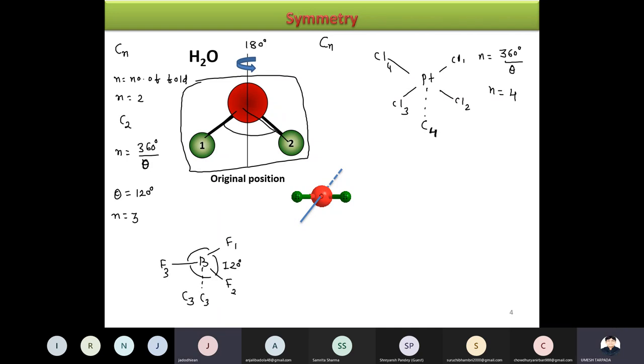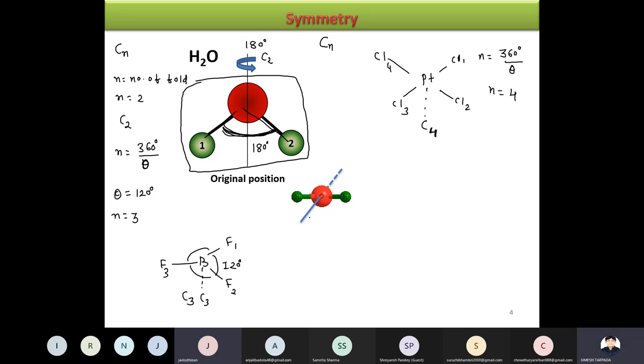Here, what is the angle of rotation in the case of H2O? 180. So what is this axis called? C2. Okay, so this is called C2, this is called C4, this is called C3. So in short, n is nothing but the number of folds: into how many parts the 360 circle is divided.